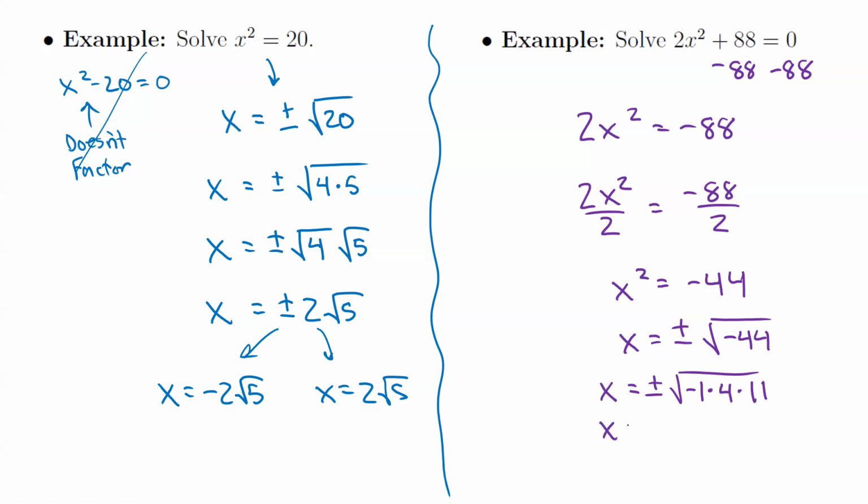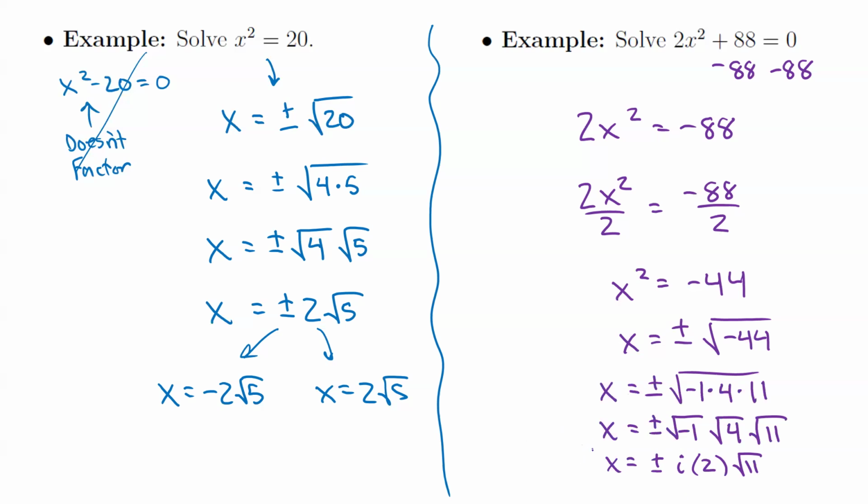So this can break up into the square root of negative 1, the square root of 4, and the square root of 11. And of course, when you see the square root of negative 1, that's an i. The square root of 4 is, of course, 2, times the square root of 11. And this is fine right here. However, it's kind of convention to have the 2 in front of the i.